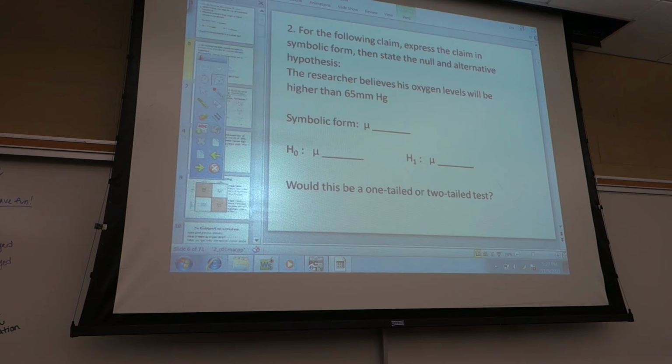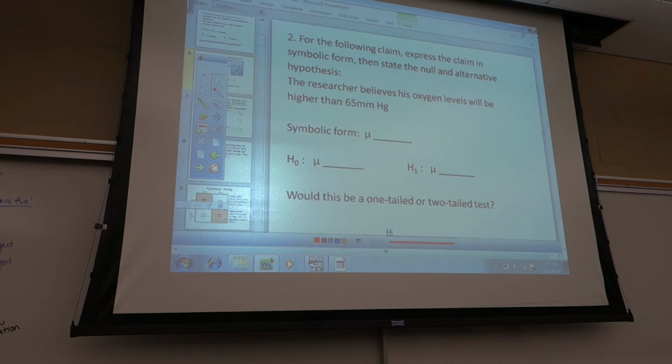Number 2. He believes his oxygen levels will be higher than 65. So is this going to be oxygen levels? Is that a number or is that a yes, no? So if someone said, what's your oxygen level? Are you going to say yes? Or you're going to say a number?